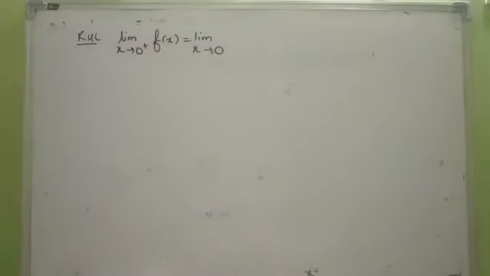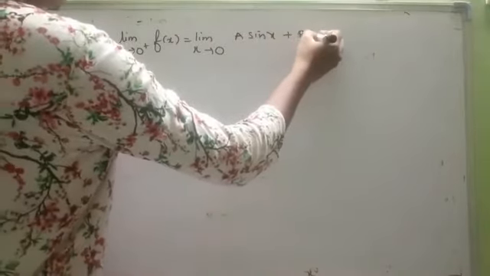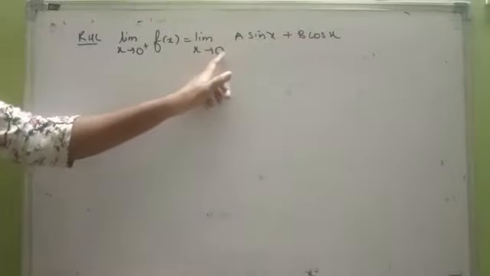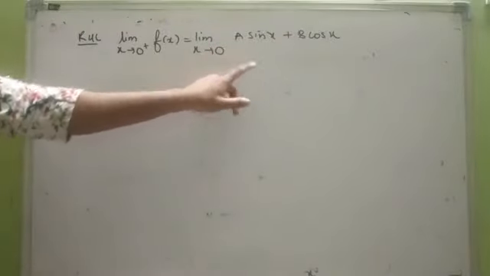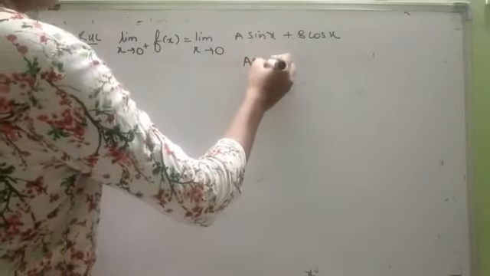We check in the question. Okay. So at x greater than 0 is this function a sin x plus b cos x. Now there is no denominator, nothing. So you don't have to worry about the denominator becoming 0. So directly substitute x as 0.